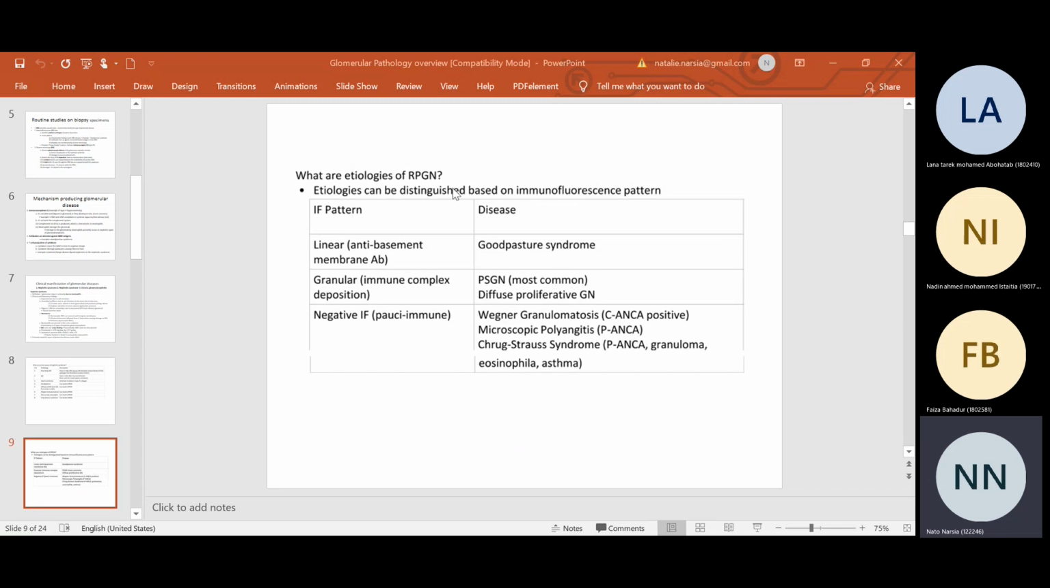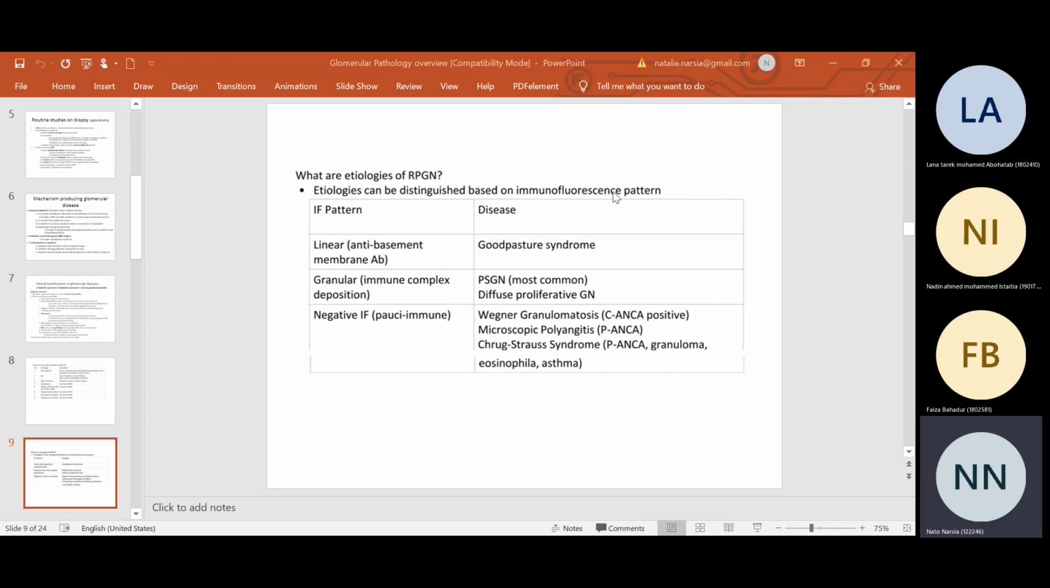What are the etiologies of rapidly progressive glomerulonephritis? I will just overview here. Etiologies can be distinguished based on immunofluorescence type. Do you remember? We need to look at hematoxylin and eosin, we need to look at immunofluorescence, and we need to look at EM, electron microscopy. And in these inflammatory conditions, usually immunofluorescence is important.